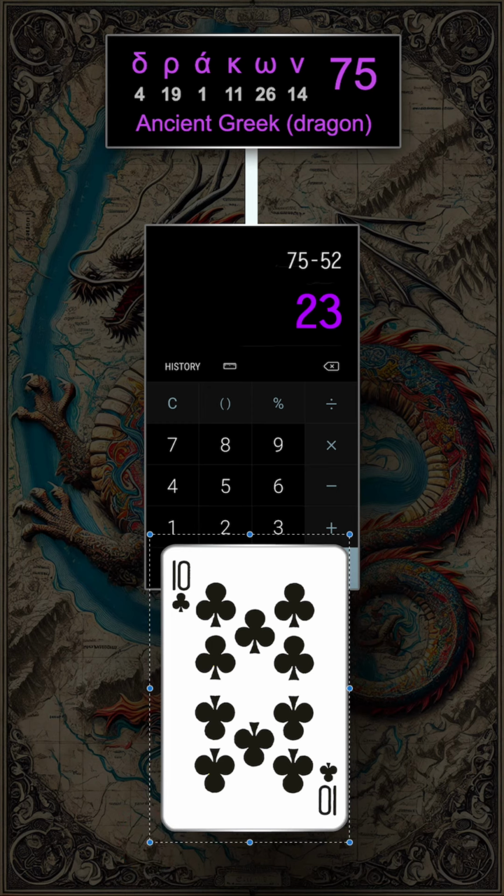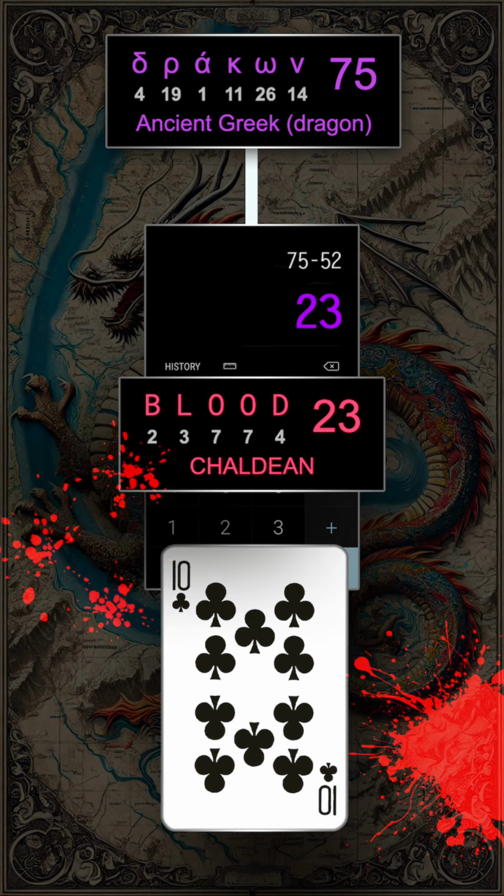10 is the binary system. 10 means the binary system. Are we stuck in the binary system? The beta. I say we are. What does this 10 of clubs convert to? The word blood. Because the 10 of clubs is the 23rd card in the deck.